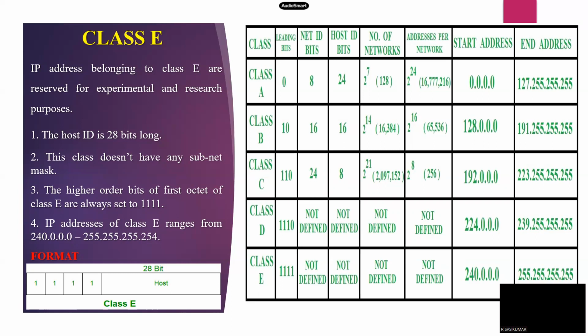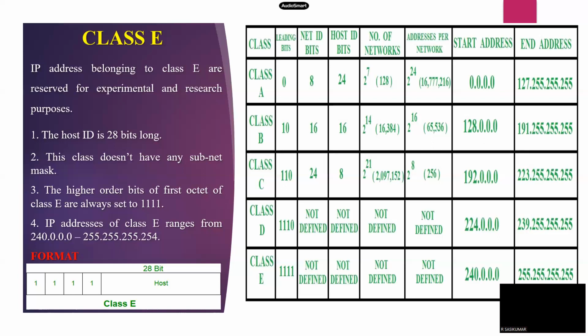What is the IP address range of class E? Class D ended with 239, so class E starts with 240, up to a maximum of 255. This is also a difference of 16. So the IP addresses start with 0 and end with 255. This is the summary I have mentioned on the right hand side.